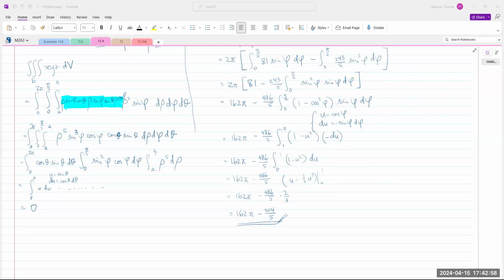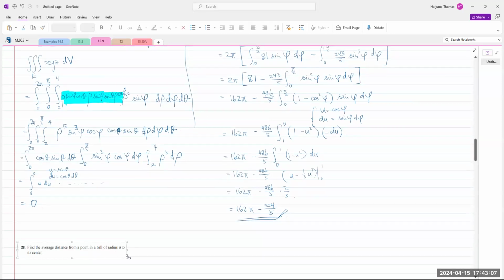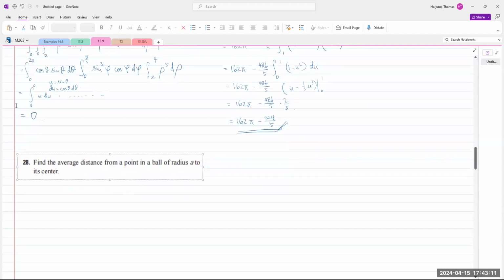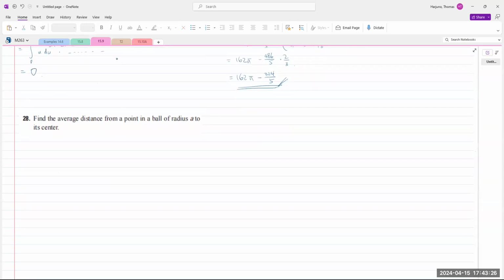Number 28. I think that's a good question. Find the average distance of a point in a ball of radius a to its center. Let me try to understand the question. Average distance.